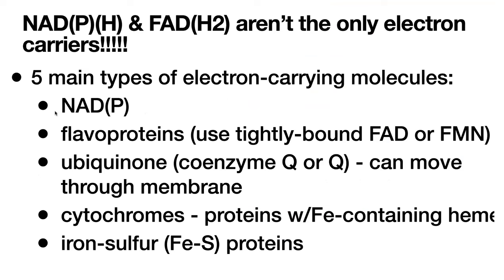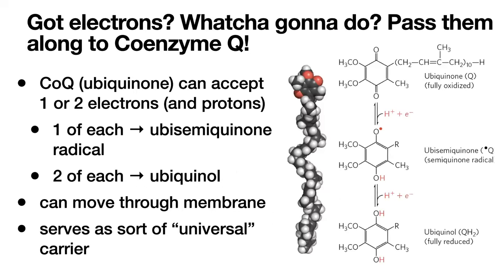There are 5 main types of electron carrying molecules. So we talked about our NAD or NADP. We also have our flavoproteins. And so we talked about FAD, but there's also a similar molecule, FMN, flavin mononucleotide, as opposed to flavin adenine dinucleotide. So very similar, but also a flavoprotein, so also very tightly held. And that is a molecule that is going to come into play in complex 1, as we'll see. Ubiquinone. So this is also known as coenzyme Q or Q. And this can move through the membrane. And then we have cytochromes, which are proteins with iron-containing heme groups, as well as iron-sulfur proteins. And so we'll talk a little bit more about these different ones.